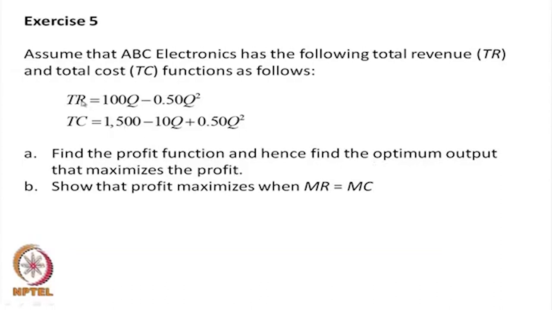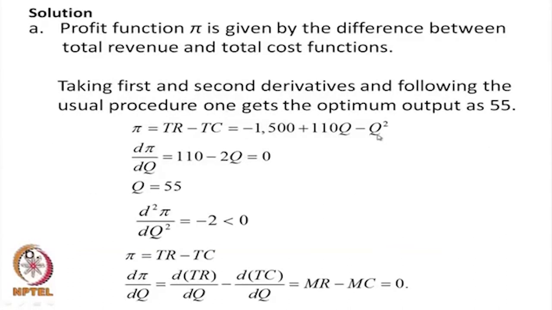Now that we know total revenue and total cost, we can find a profit function and we can optimize the profit. We can find out the value of Q that maximizes the profit. That is the first part of the question. The second part of the question is, show that the profit is maximum when the marginal revenue is equal to marginal cost. So, this is exercise 5. We go with the solution in this fashion.